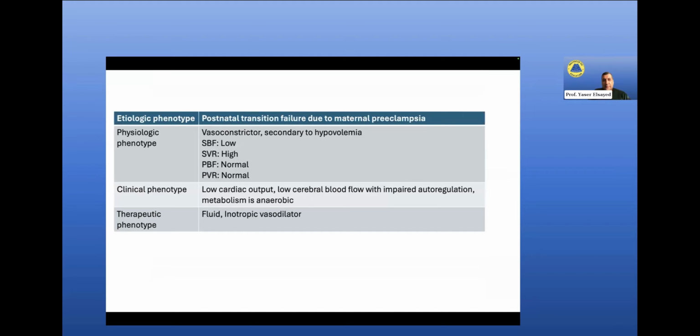So if you analyze now according to our phenotypical table, the etiological phenotype here is postnatal transition failure due to maternal preeclampsia. So this infant was born to a mother with preeclampsia, explaining this high systemic vascular resistance. When we calculated it, the systemic vascular resistance was actually more than 300 millimeters of mercury.